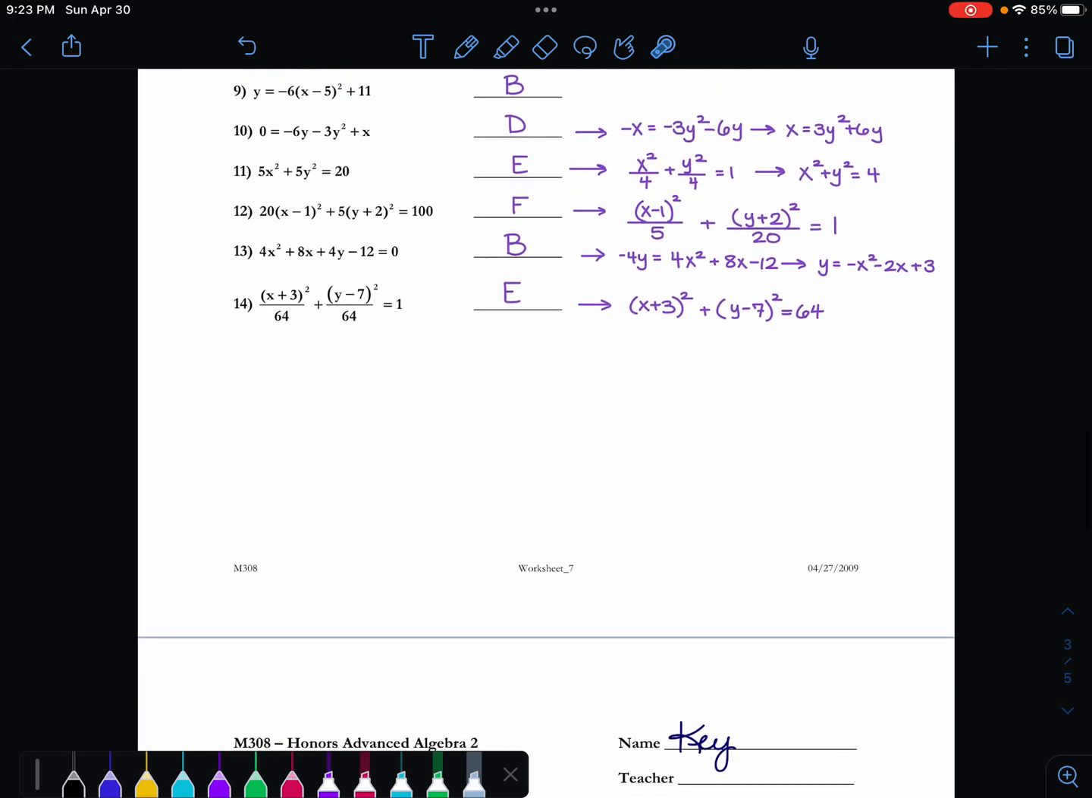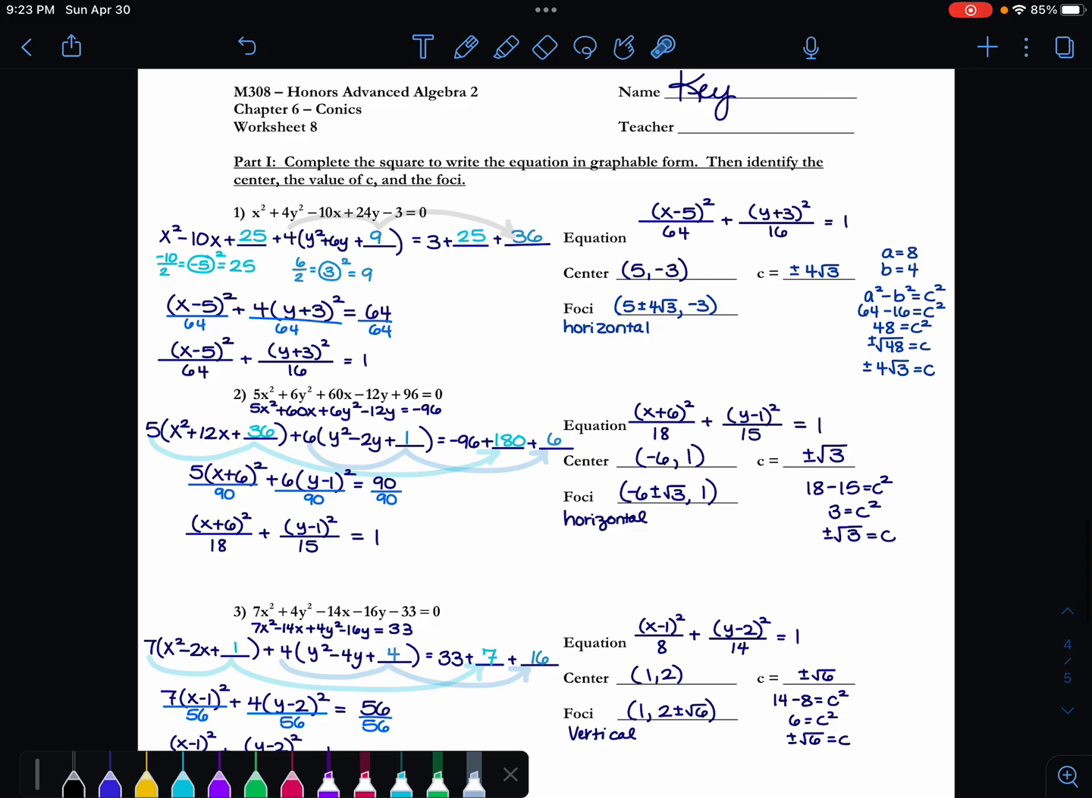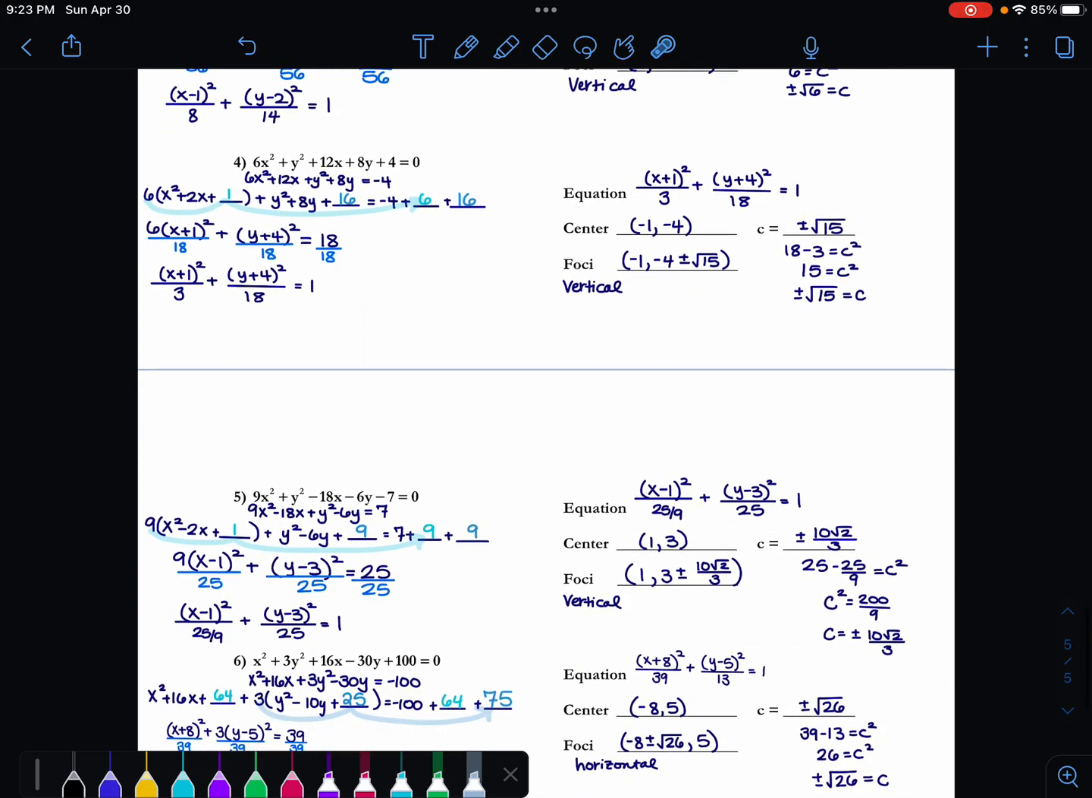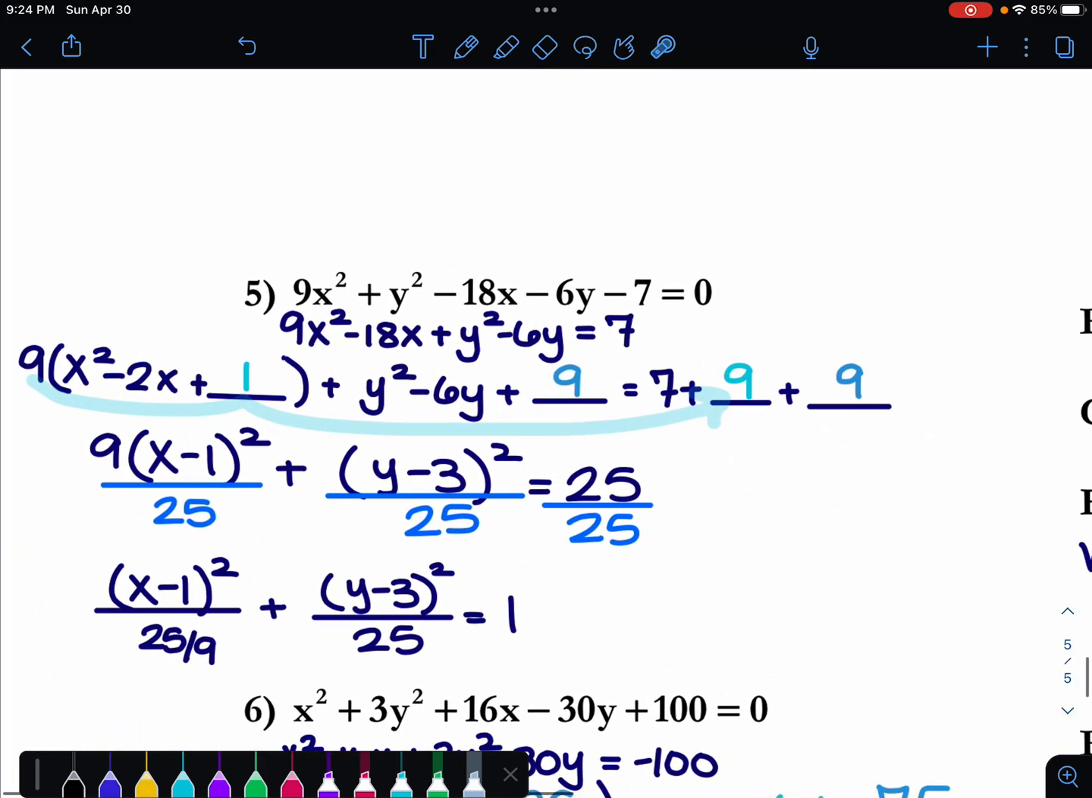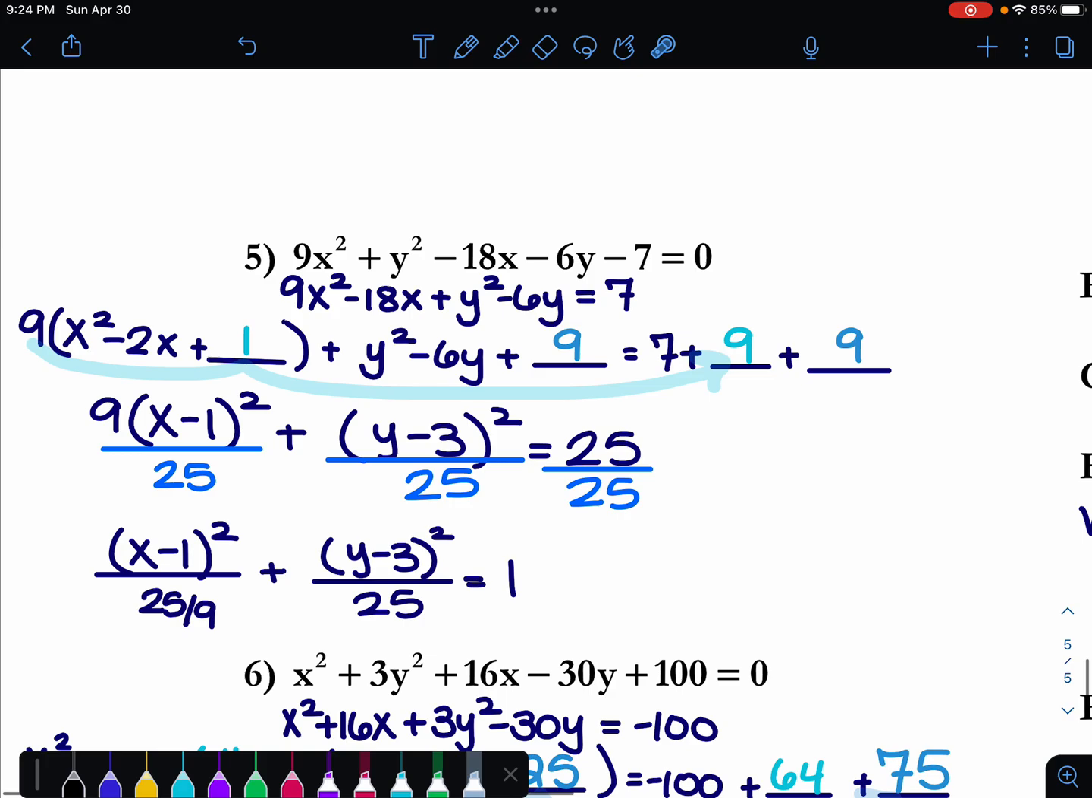Okay. Awesome. So then the last thing I just wanted to go over quickly is what if we have an x squared and an x term, or a y squared and a y term? Well, then we have to complete the square in order to find all those out. And so we can do this one right here, number 5, really quickly.